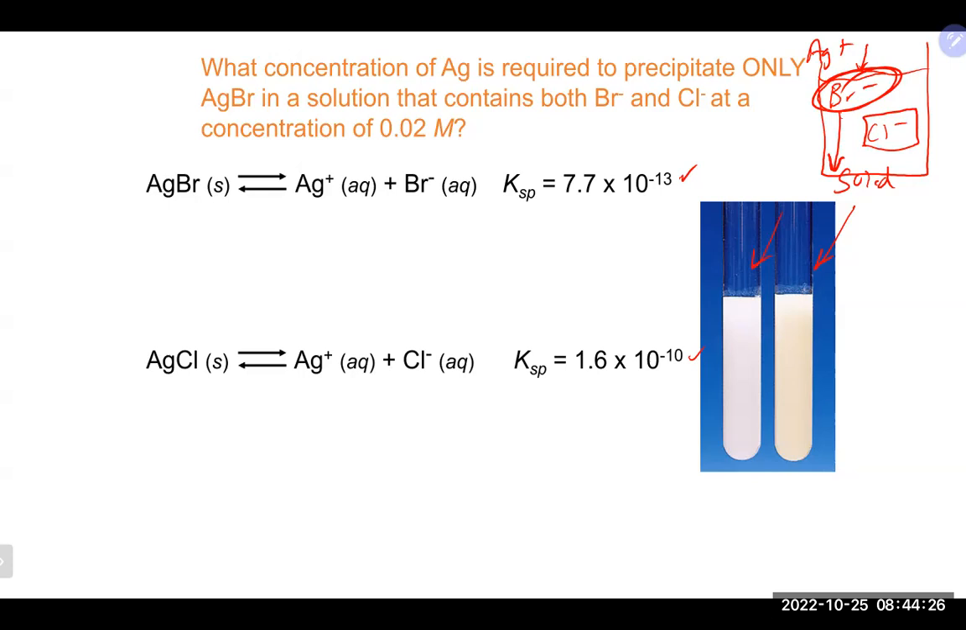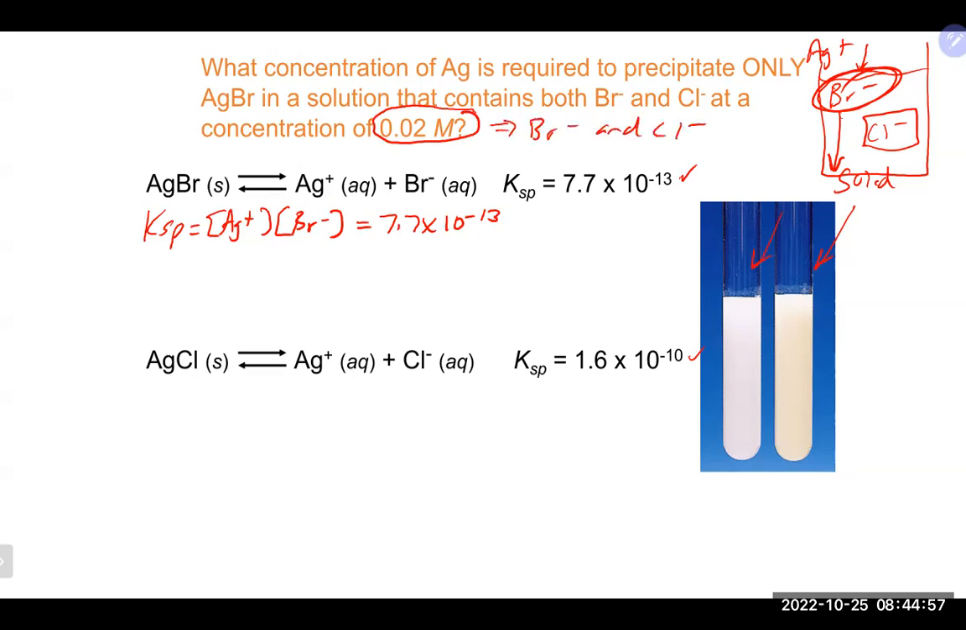So we can actually use KSP values and expressions to help us do that. If we look at the KSP expression here for silver bromide, the KSP would be our silver times our bromide, and that equals 7.7 times 10 to the minus 13. Now, in this particular example, both the bromide ion and the chloride ion have a concentration of 0.02 molar. So we actually know the concentration of those ions floating around in that solution, which makes this calculation relatively easy.